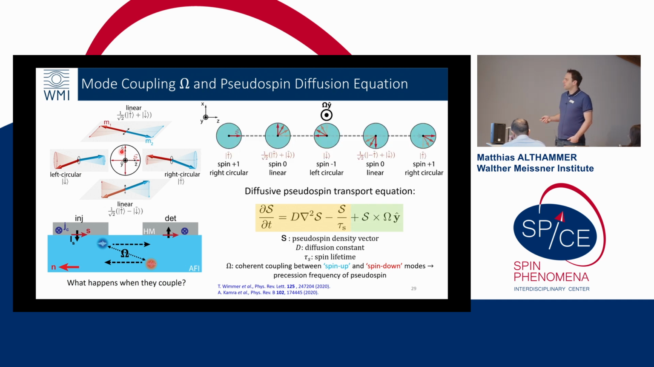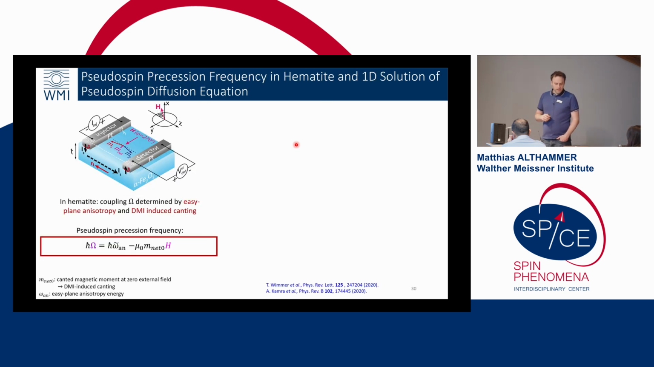So if you would start with a certain orientation of your pseudospin vector in this direction here, over time it will evolve. So meaning if you transport it, it will change from being a spin +1 to spin 0, spin -1, and so forth. This was one of the things.